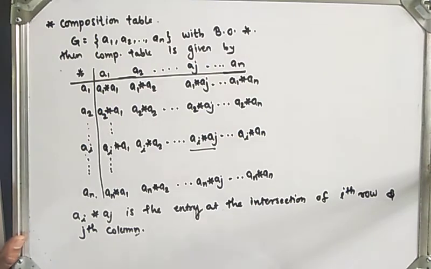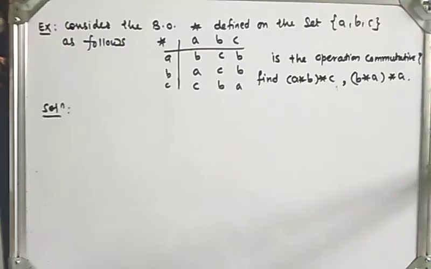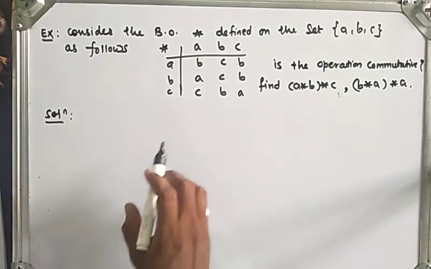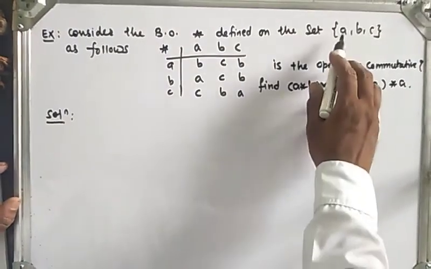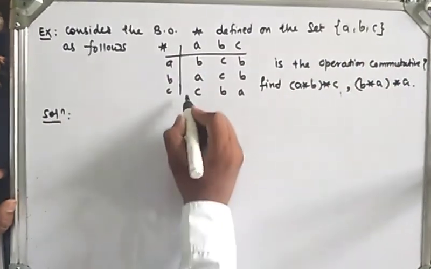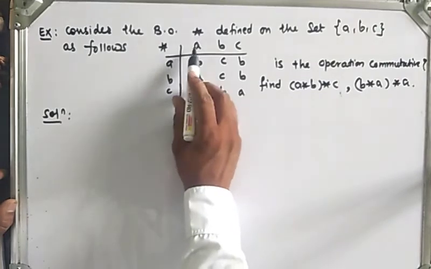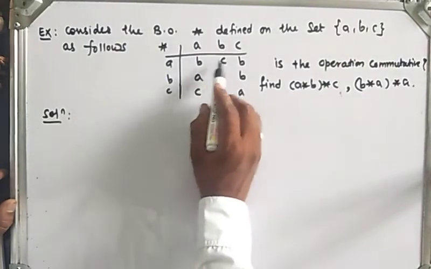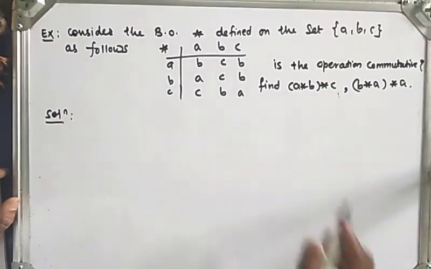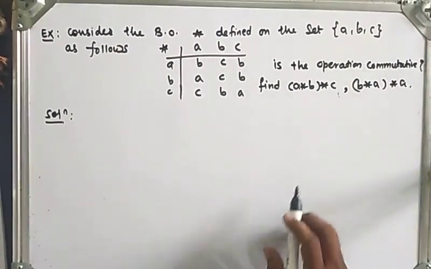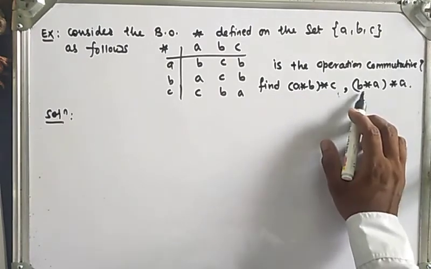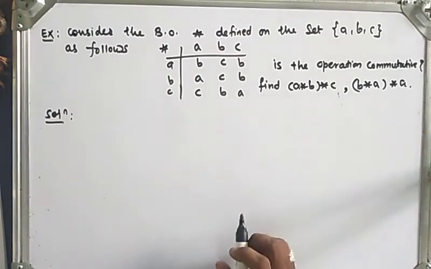So let's see the examples. Let's see this example. So here a composition table is given, we have a total of 3 elements in this set: a, b, c, and this is the composition table we have been given already. So a, b, c and a, b, c are given, b, c, b, a, c, b, c, b, a. So check whether this operation is commutative and find the values of a star b star c and b star a then star a.